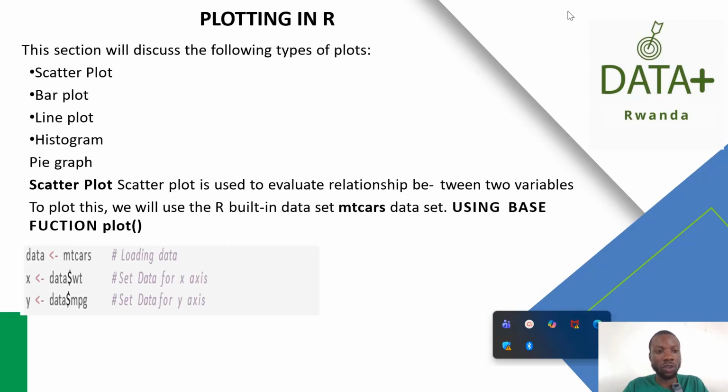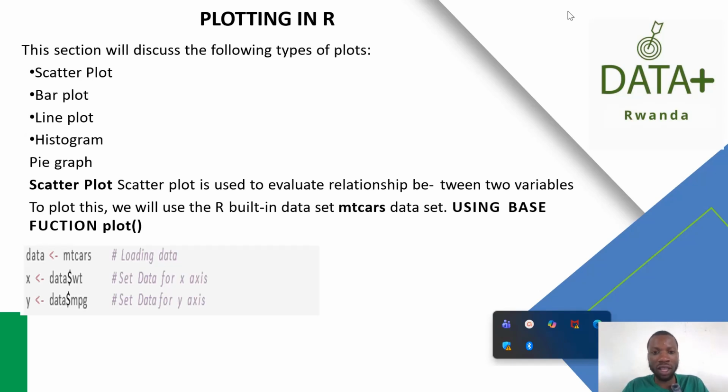Starting with the scatter plot, it is used to evaluate the relationship between two numerical variables, just to see the relationship between dependent and independent variables. So if we need to see the relationship between the dependent and independent variable, we will use the scatter plot. For those who don't know, the dependent variable is the effect variable, and the independent variable is the cause variable.